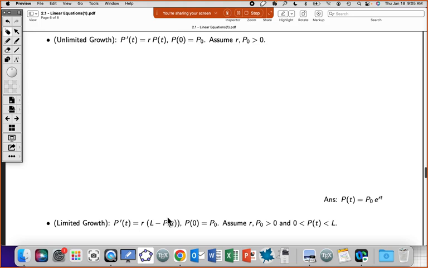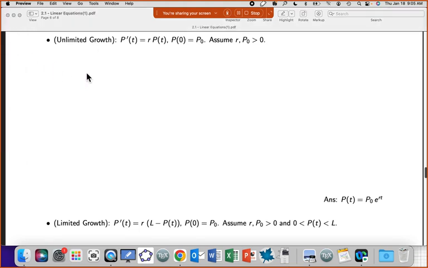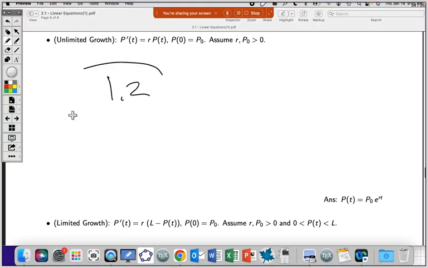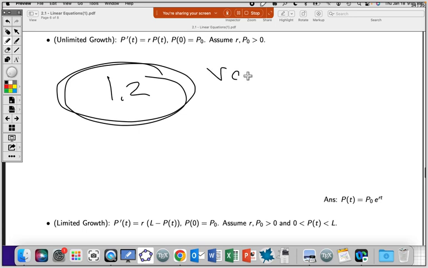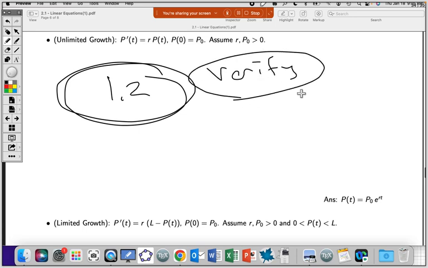Remember, the test and the take-home is going to center around the section 1-2 stuff. So verifying solutions, not finding solutions, but verifying solutions, initial conditions and boundary conditions, and things like that.